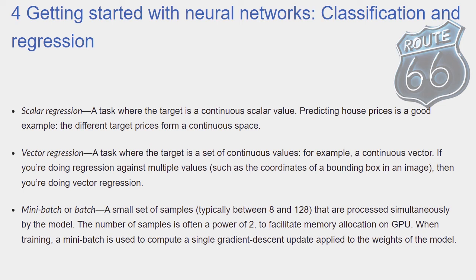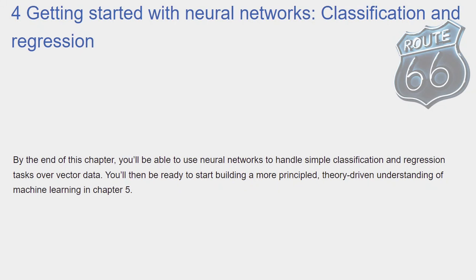Mini-batch or batch, a small set of samples, typically between 8 and 128, that are processed simultaneously by the model. The number of samples is often a power of 2 to facilitate memory allocation on GPU. When training, a mini-batch is used to compute a single gradient descent update applied to the weights of the model. By the end of this chapter, you'll be able to use neural networks to handle simple classification and regression tasks over vector data. You'll then be ready to start building a more principled, theory-driven understanding of machine learning in Chapter 5.